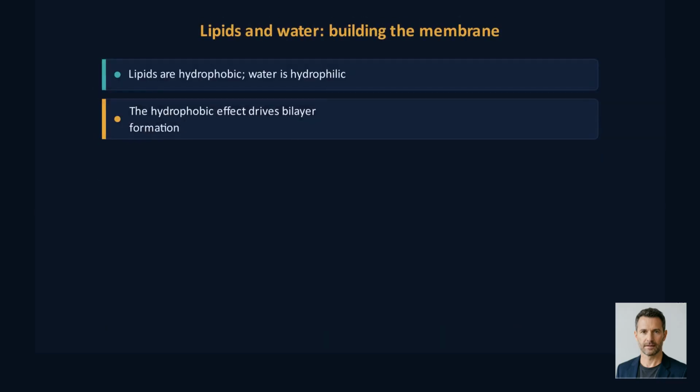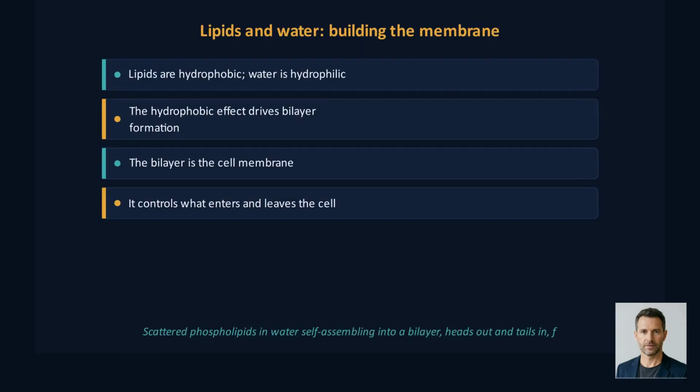Why does that polar head and nonpolar tail matter so much? Because of how lipids meet water. Lipids are hydrophobic, they do not interact with water, which is itself hydrophilic. When you place phospholipids in water, this mismatch drives them together through what we call the hydrophobic effect, and they spontaneously arrange into a lipid bilayer. That bilayer is exactly what a cell membrane is made of.